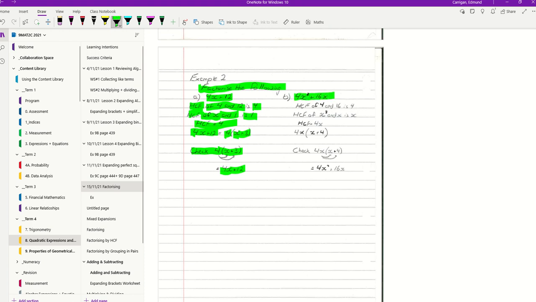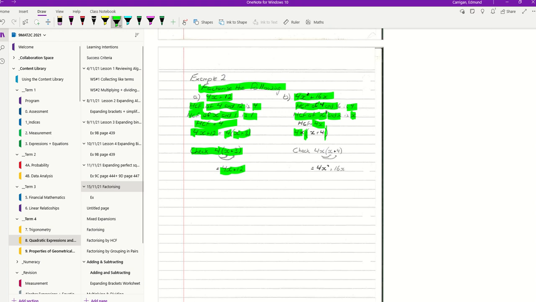Looking at the next one, 4x squared plus 16x. Looking at the number part first, the HCF of 4 and 16 is 4. Now looking at the pronumeral part, the HCF of x squared and x, the biggest thing that will go in there is x. So our HCF is going to be 4 times x, which is 4x. So we're going to set that up, 4x, and then put our brackets. And then we're going to look at what term needs to go inside.